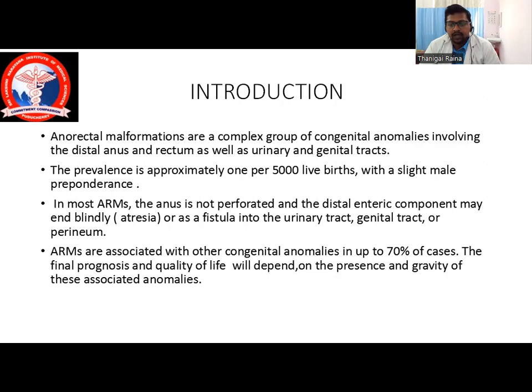ARMs are associated with other congenital anomalies in up to 70% of the patients. The final prognosis and quality of life will depend on the presence and gravity of the associated anomalies. So the introduction sums up that it is slightly predominant in male babies and associated congenital anomalies will be present. So that will decide the prognosis of the baby.